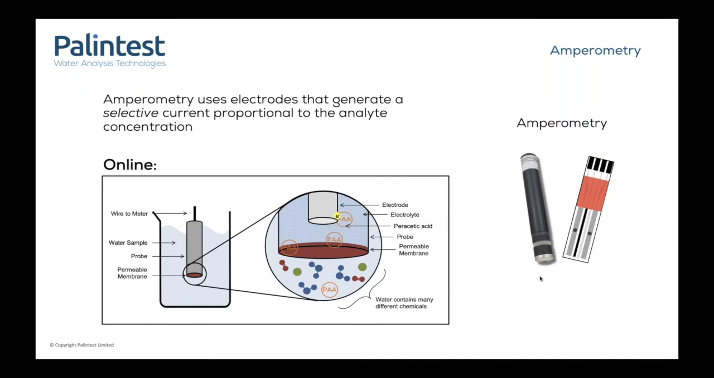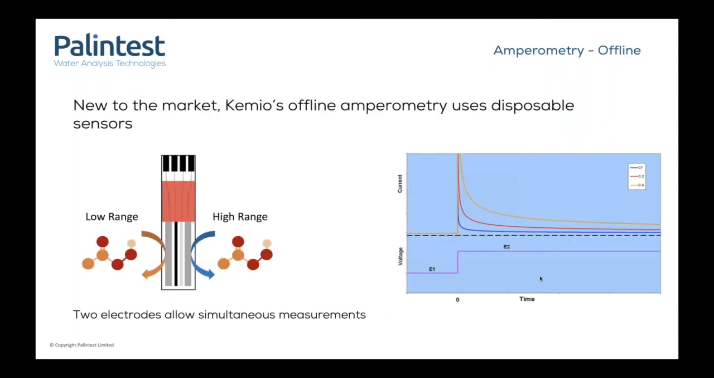So although the fundamental method works, the actual practical application in the field isn't always great because the calibration drifts too quickly. So we really wanted to capture the benefits of amperometry, but overcome those negatives. And that's where we come up with disposable amperometric sensors.